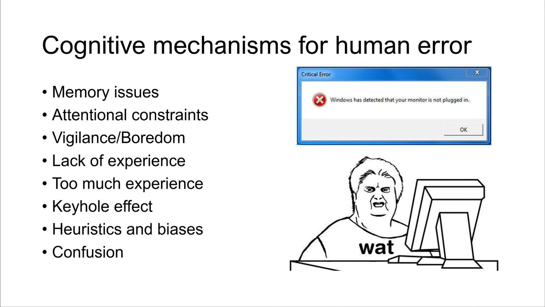Vigilance and boredom. This is a huge problem for a lot of different job tasks and just general day-to-day tasks. Lack of experience. Also too much experience. We have the keyhole effect, where you hyper-focus on what you can see and do not consider the broader context. Heuristics and biases, like the things that came out of Kahneman and Tversky's research. And confusion. And this isn't an exhaustive list. These are just a handful.